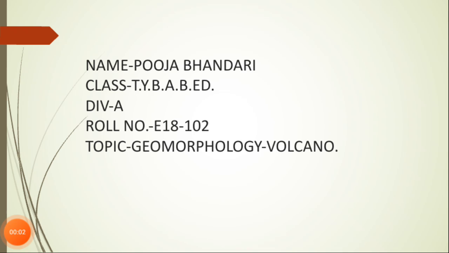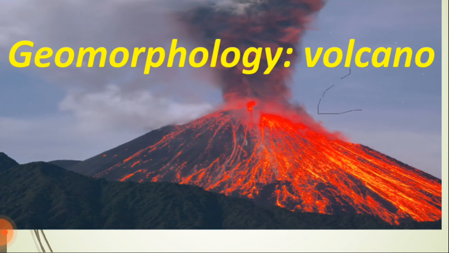My name is Pooja Bhandari and I am from TYBA B.Ed A class. My roll number is E18102. The name of my topic is Geomorphology, and in that the topic which I got is Volcano.